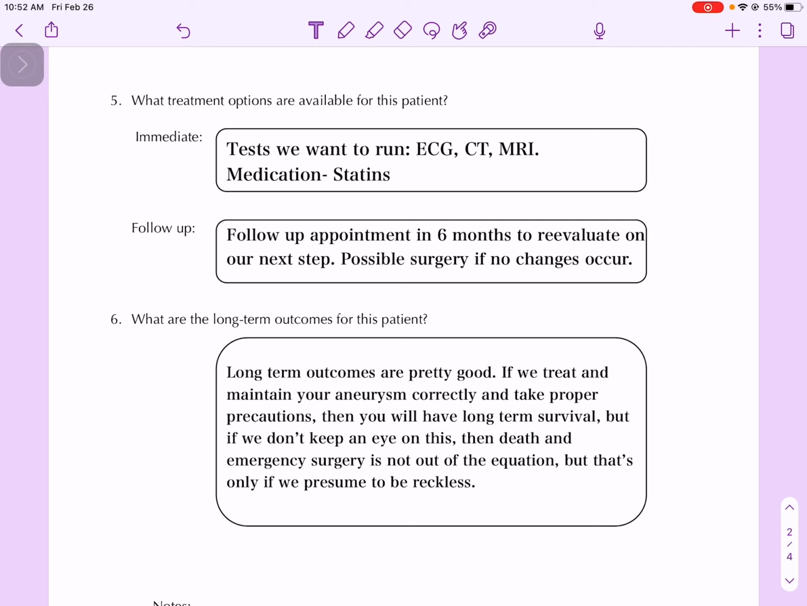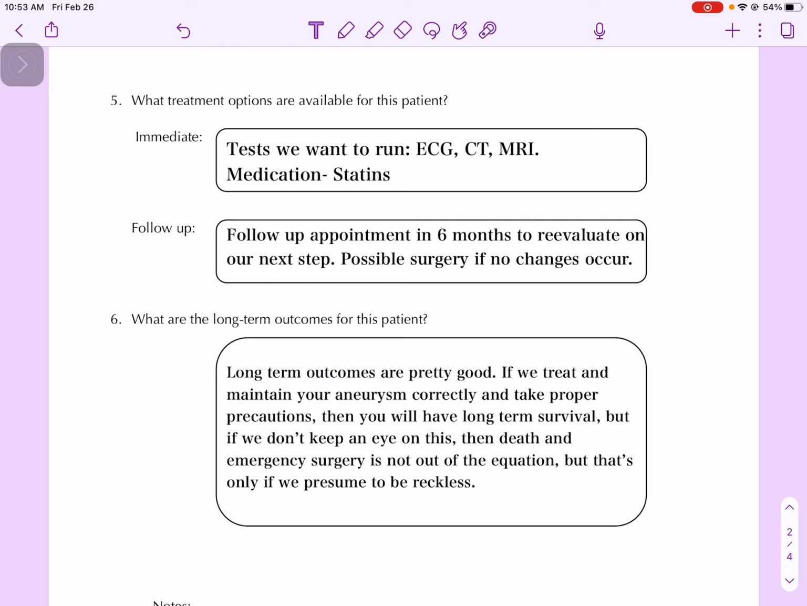But for the meantime, we're just going to prescribe you this medication called statins. This medication is used to lower blood pressure, cholesterol, reduce blockages in your arteries, and reduce the risk of aneurysm complications, all of which you have or have the possibility of getting.